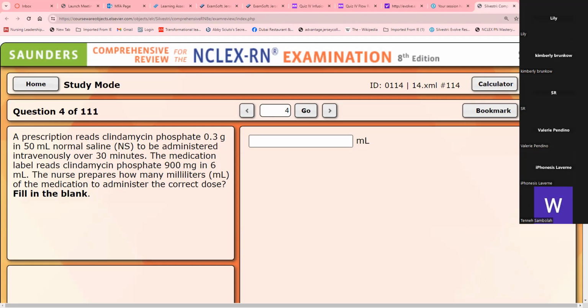Please mute yourself. So we have 900 milligrams in 6 mLs. What is the doctor's order? 0.3 grams. So I know I'm going to have to convert here, okay? All right. So let's go to the other window.